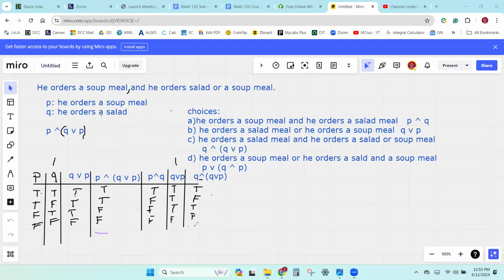And then this is the second one. Make sure I got this right: Q and Q or P. So it's not this one, and it's not this one, and it's not that one, because this is true, false, false, false, and this is true, true, true, false. None of those match. So not that one, not that one, and not this one.